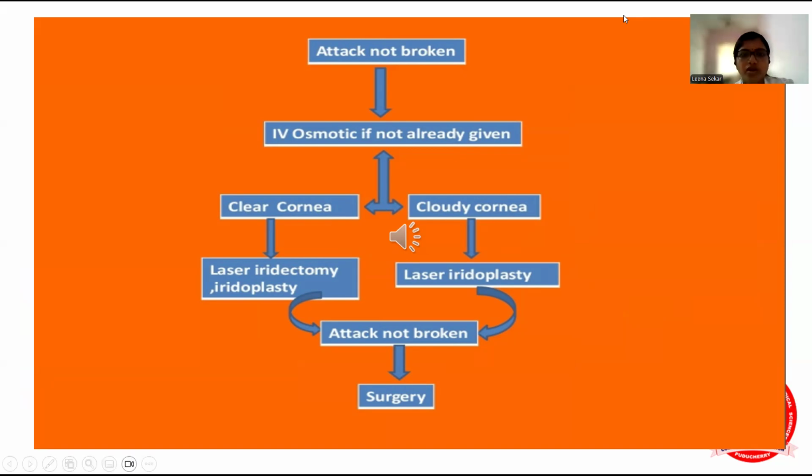If the attack is not broken, we can go for IV osmotic, if not already given, and we have to check the status of the cornea. If the cornea is clear, we can go for laser iridectomy. If the attack is not broken, again we can go for surgery. If the cornea is cloudy, we have to try all the topical and IV measures to reduce IOP. If the IOP is still not controlled after all these, we can go for laser iridoplasty. If the attack is not broken even after laser, we can go for surgery.